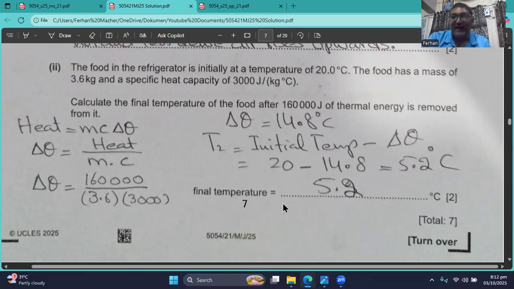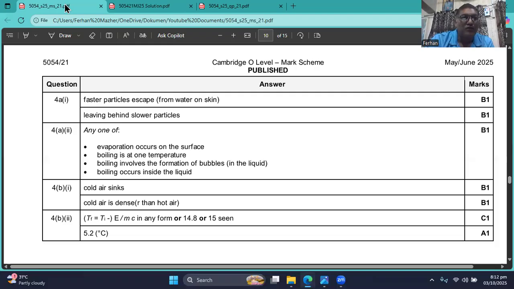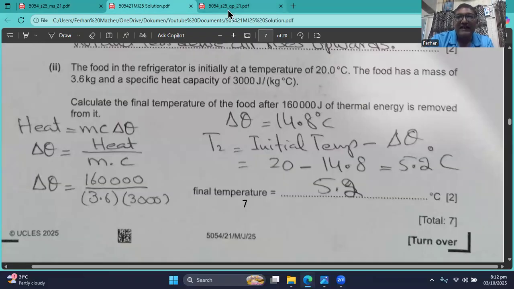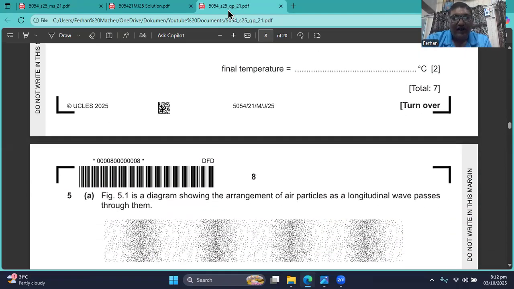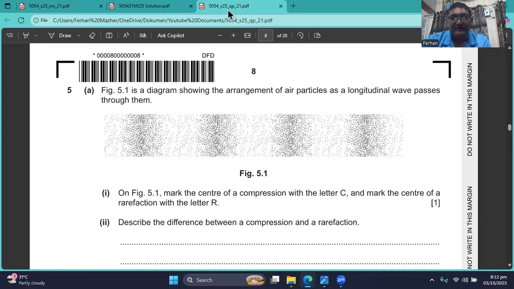That's why, to find the final temperature, we take the initial temperature minus the change in the temperature. So the final temperature will be 5.2 degrees centigrade. I hope you understand, and that is the right answer. This is how we do this. Heat is equal to mc delta theta, where m is the mass of the body, c is the specific heat capacity of the body, delta theta means the change in the temperature, and heat is already given here. I hope you understand this.